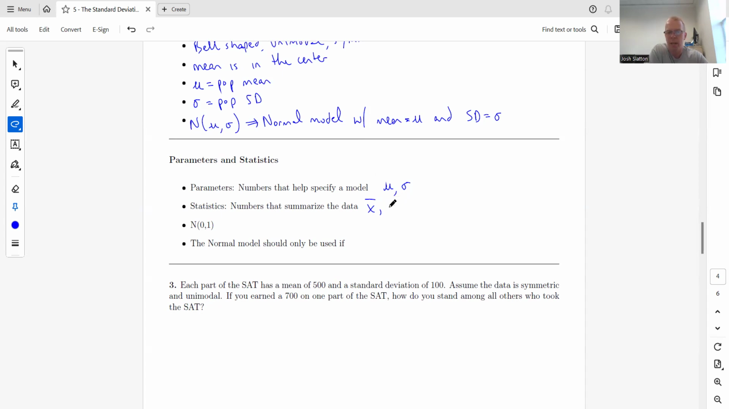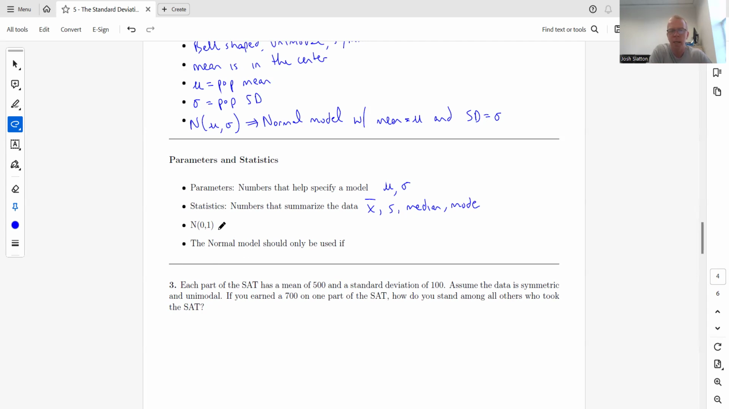And then we have S. Sigma is the population standard deviation. S is the sample standard deviation. And then we talk about the median of a sample. We can talk about the mode, all those things. So these numbers summarize data, whereas population numbers kind of talk about a model for data for a population.